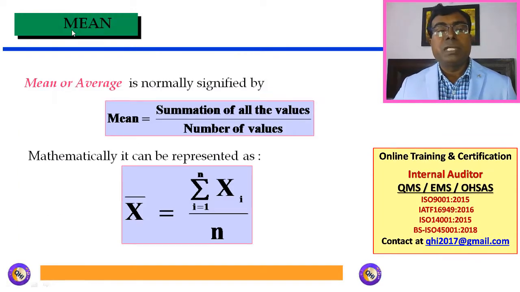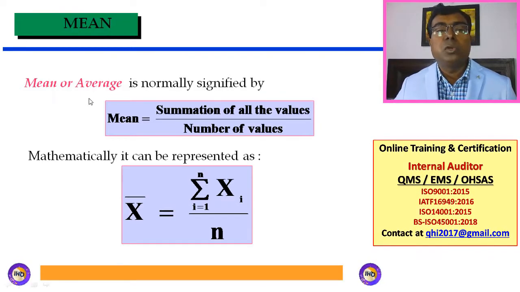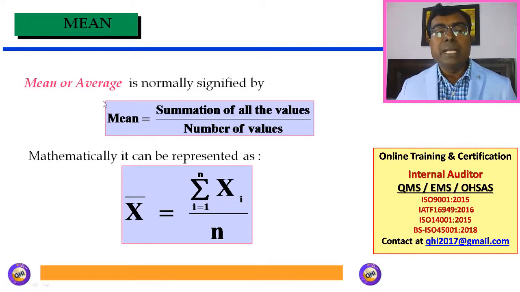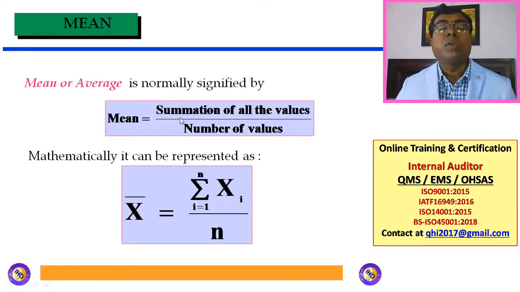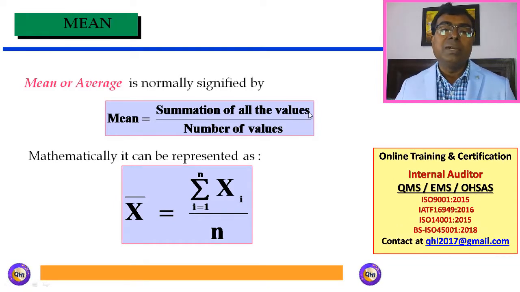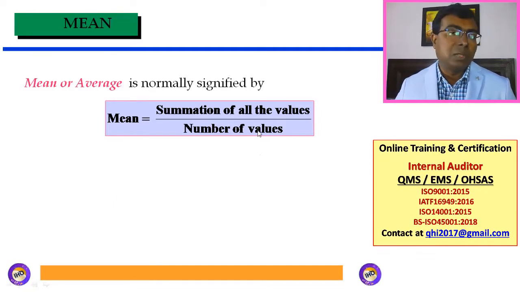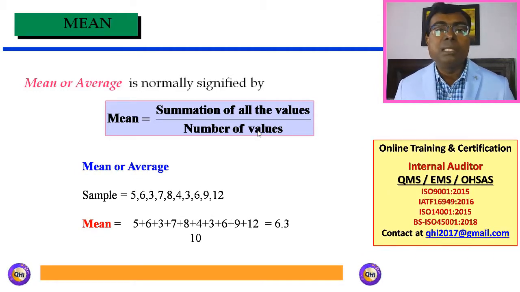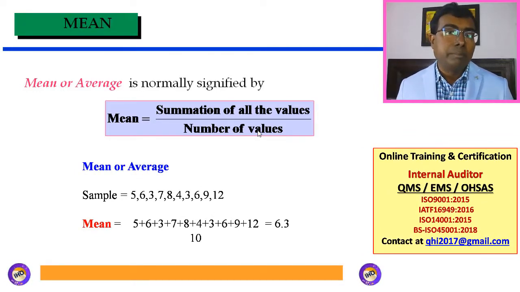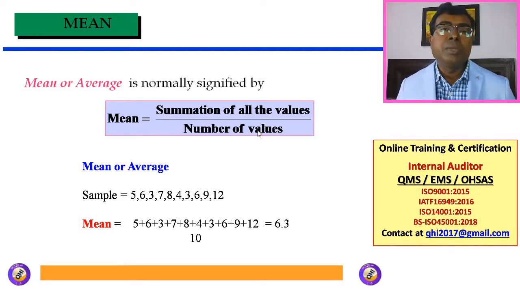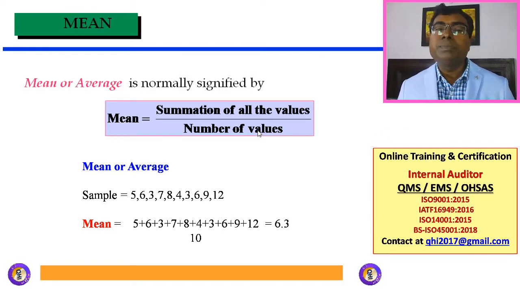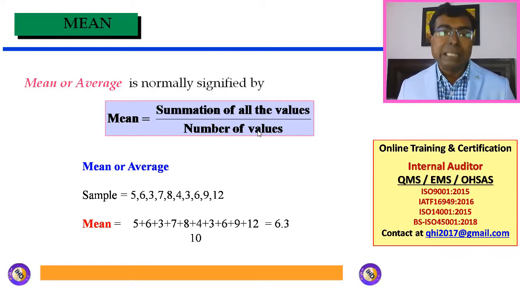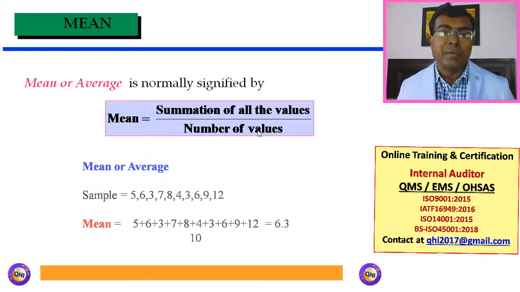Friends, the first measure of central tendency is mean, which is also known as average. And to calculate the mean is quite simple. We can sum up all the values and divide them by the number of values. Say, for example, if I have 10 data points, and if I want to calculate the mean or average of the data points, I will add up all the 10 numbers and divide that number by 10. So I will get the mean or average.